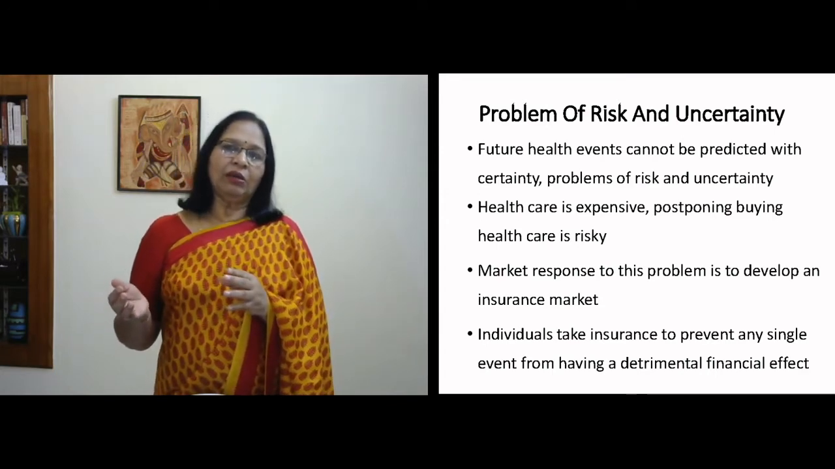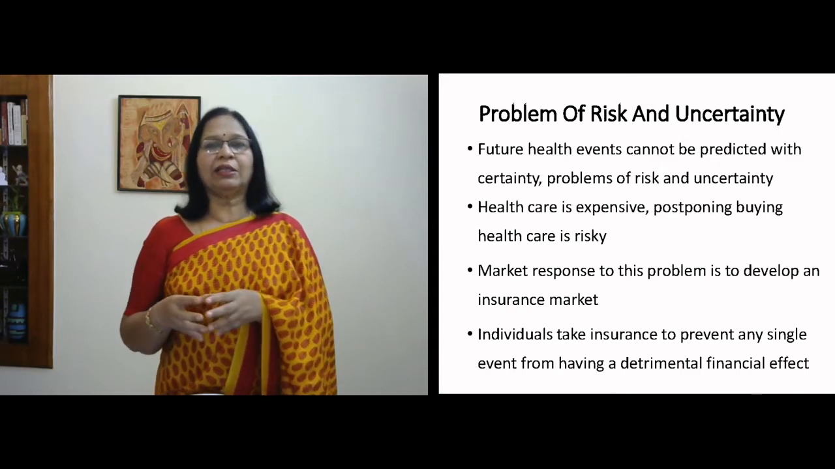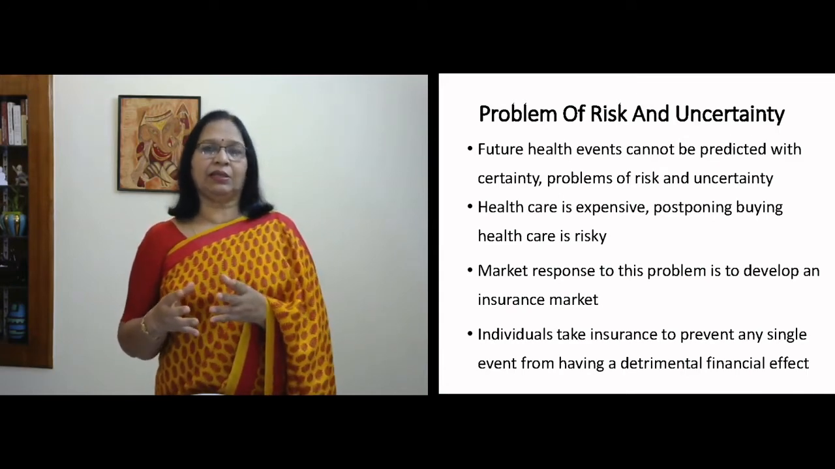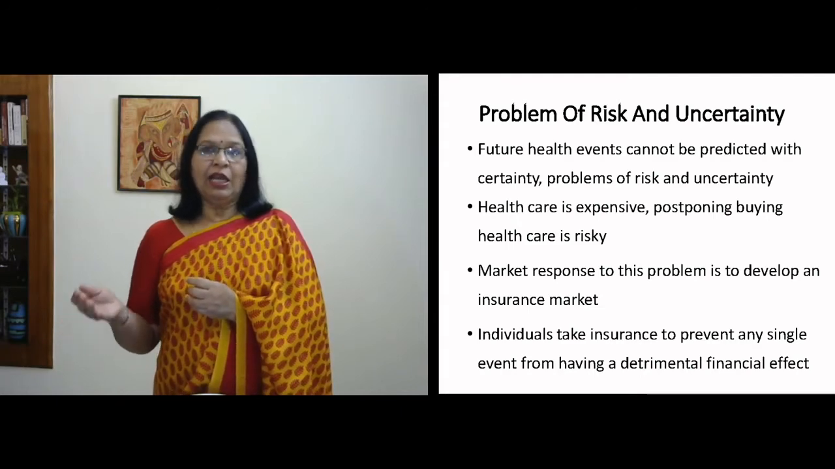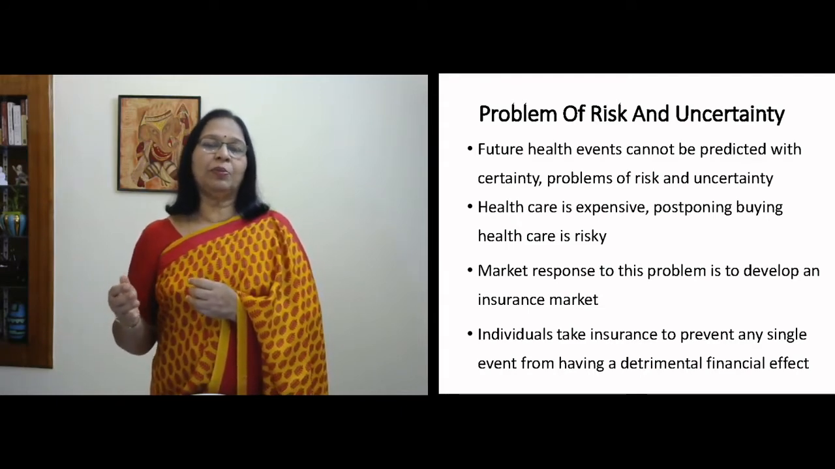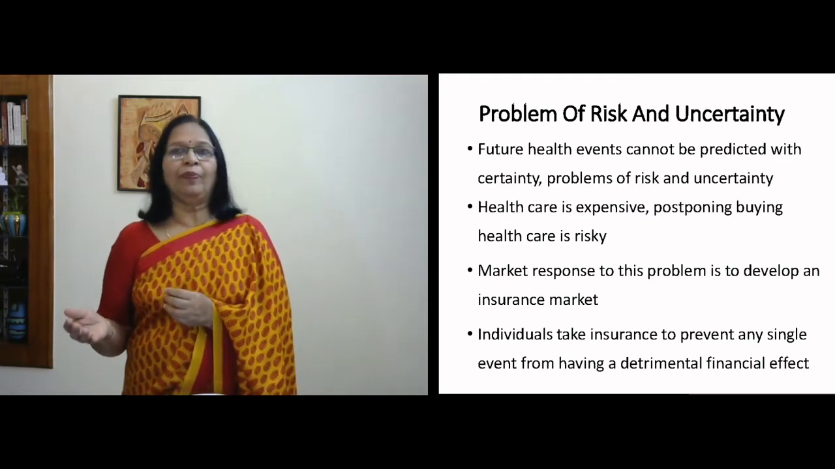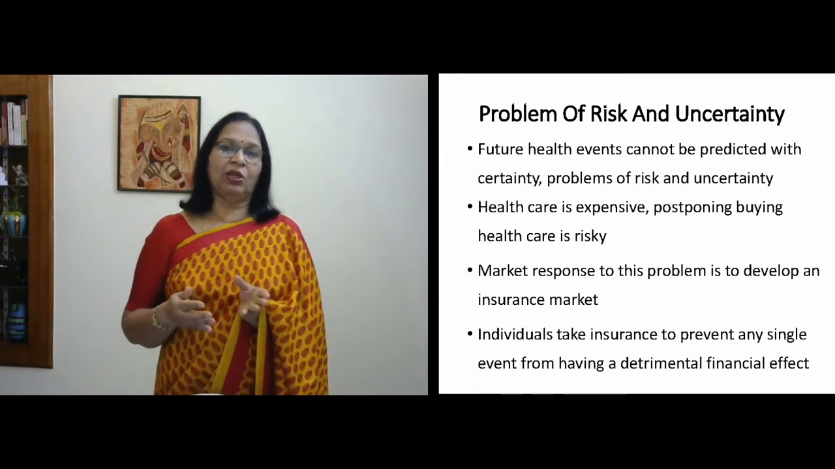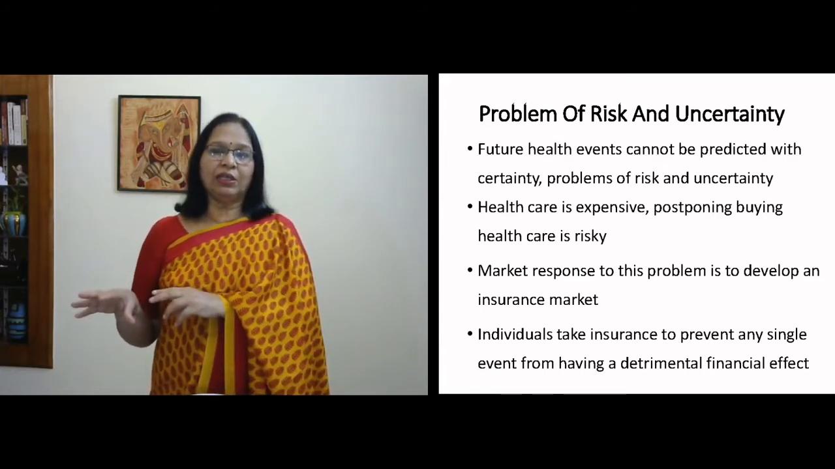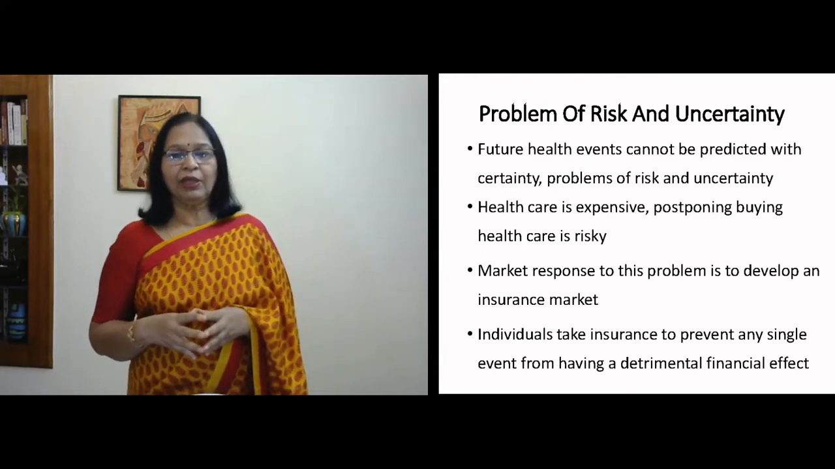So there is some element of risk in medical care. For example, an accident is a risk, whereas old age for a person is a certainty. Uncertainty is when the person's illness begins. That is uncertain. In many cases, it might begin much earlier than what is expected. So there are certain kinds of uncertainties in healthcare, but there are also certain kinds of risk in healthcare.